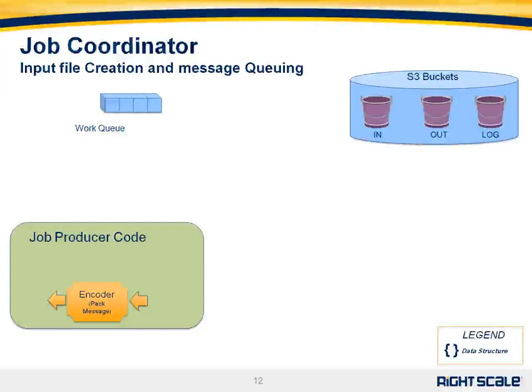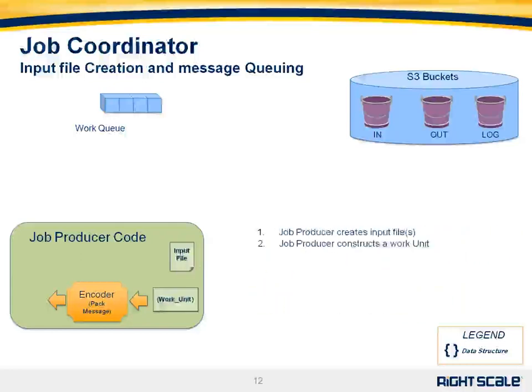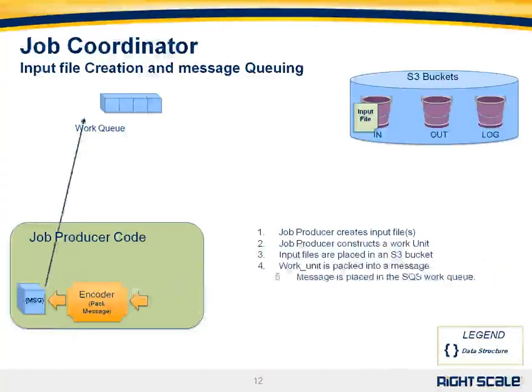We're going to start first with the job coordinator. So here we have a situation where the job producer creates the input files and constructs the work unit. From there, the input files are loaded up into an S3 storage bucket. Finally, the work unit is packed into a message, and then the message is placed into the simple queuing service queue on Amazon. So Dave, now one of the questions we get is, can customers run their job producers locally as opposed to having to deploy them in Amazon? You want to talk a little bit about that?